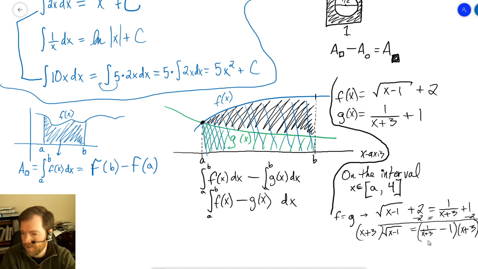Okay, over here we get a division, and this divides out. So here x plus 3 divided by x plus 3 is going to be 1 minus 1 times x plus 3 is equal to, over here we just have this x plus 3 times the square root of x minus 1.